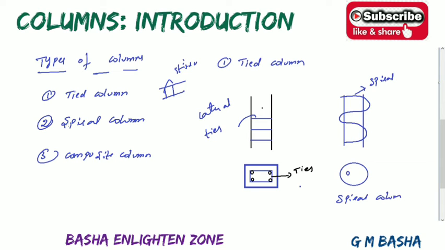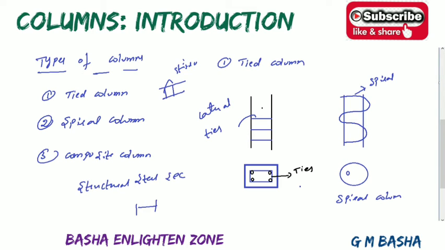And what about composite columns? Composite columns are in the form of structural steel sections, without any longitudinal bars, like an I section. Some such sections will be there, and those come under the composite column.